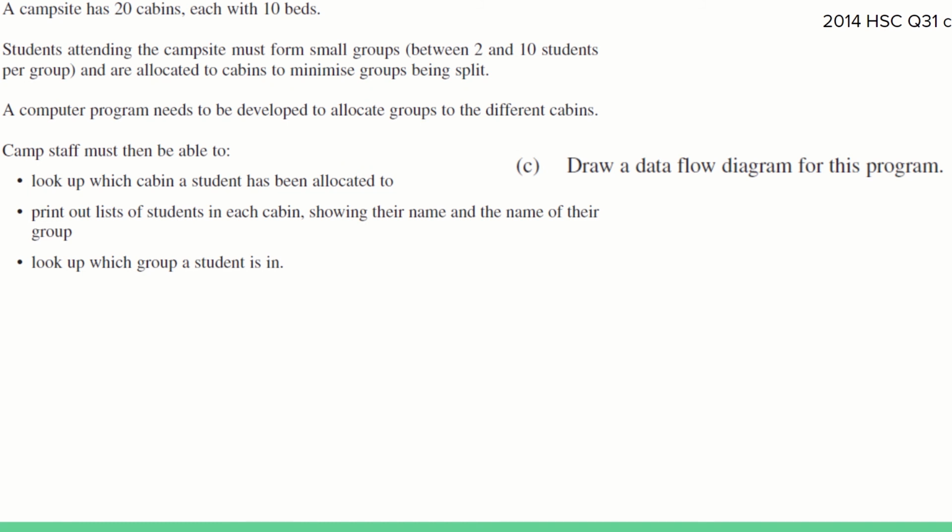This question sucks. So on slide 57, it is asking you to draw a data flow diagram of all that information. So, camp staff must be able to look up a cabin or a student in a cabin, print out a list of students for the cabin with their name and their group, and also look up which group the student is in.